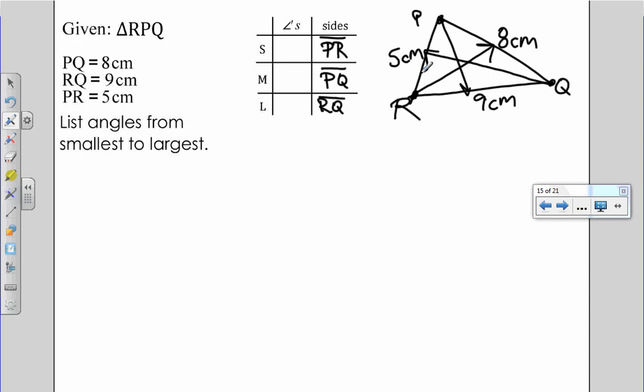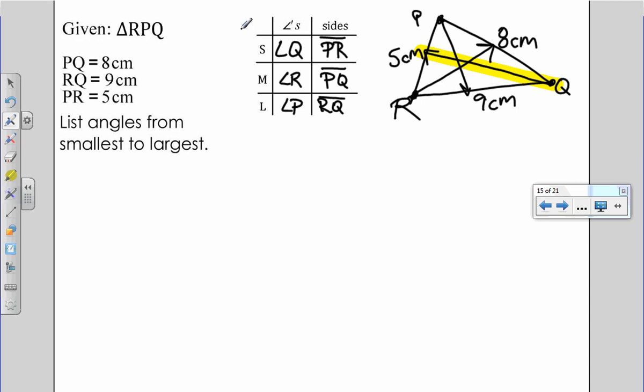So, PR was across from Q. Just in case you don't see that, Q is across from PR. Angle Q. Across from PQ is angle R. Across from RQ is angle P. Remember, the cover-up method I like the best because that way you only have one choice. When you cover up RQ, the whole side with your finger or something, the only angle you can see a name for is angle P.